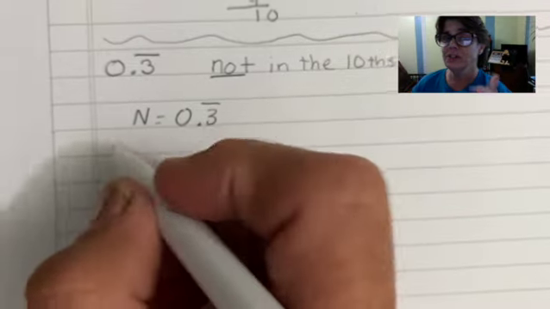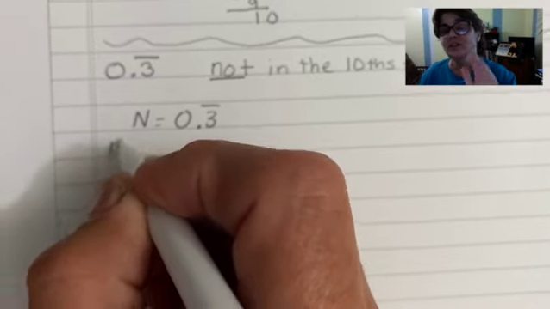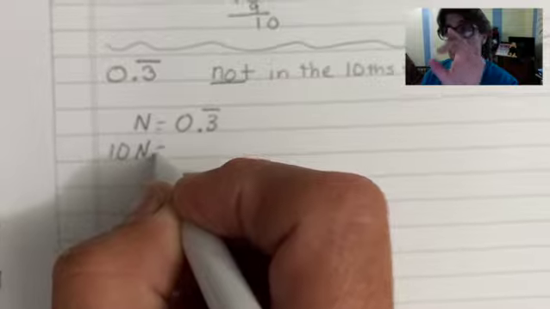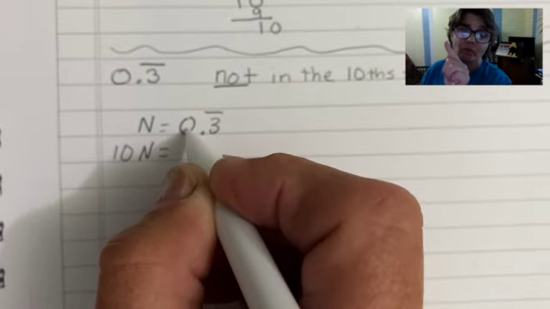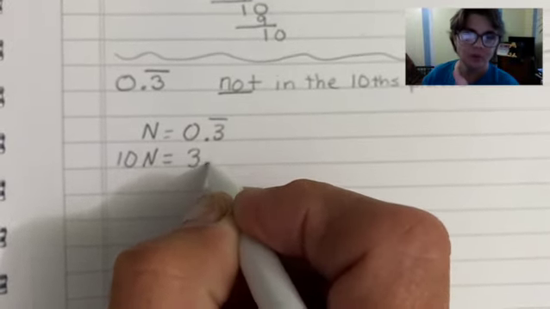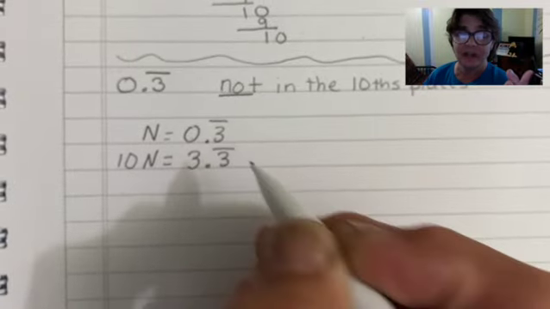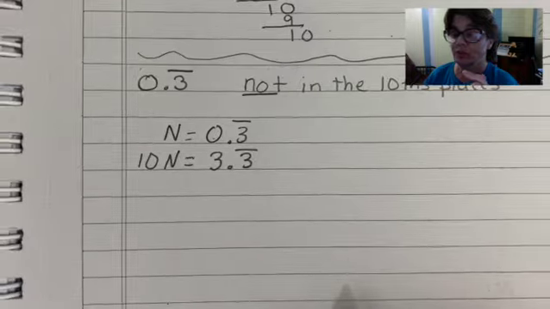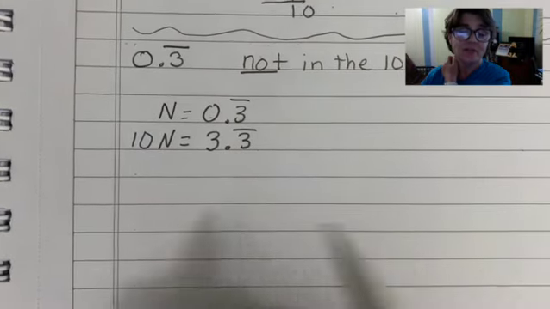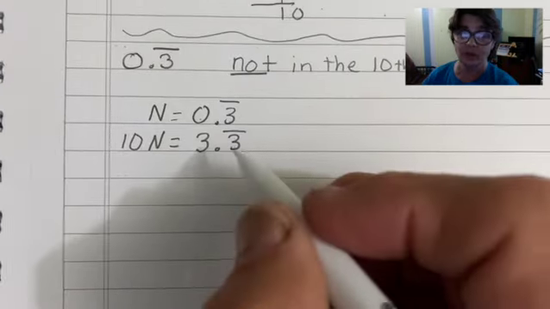Now what I need to do is get rid of that repeating part of the decimal. So I'm going to multiply both sides of the n equals 0.3 repeating. I'm going to multiply both of those sides by 10. And what that's going to do is take the 0.3 repeating and bump the decimal over once. So it becomes 3.3 repeating. So when I do n times 10, I get 10n. When I do 0.3 repeating times 10, I get 3.3 repeating.